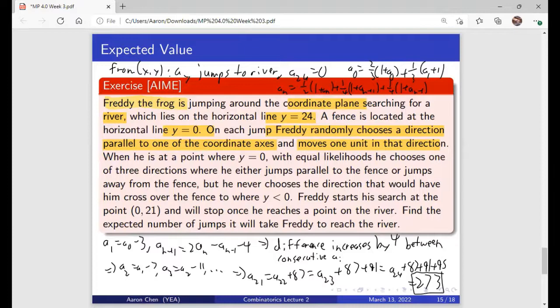And so if he is at y equals 0, then it's with equal likelihood that he chooses which of the 3 directions to jump. And he will never choose to jump over the fence. And so Freddy starts to search at (0, 21) and will stop once he reaches the river. So we want to find the expected number of jumps it will take Freddy to reach the river.